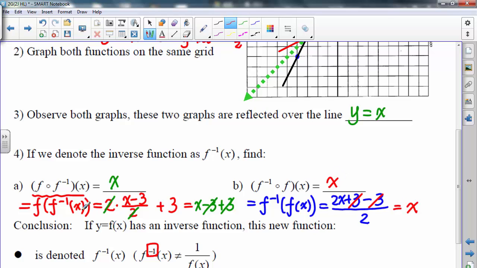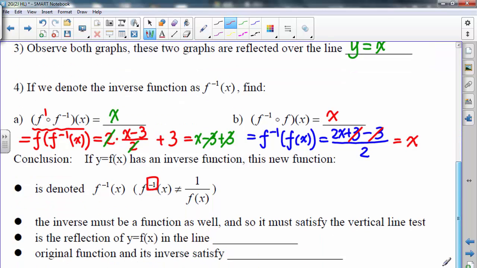So this is a very interesting conclusion for the original function and its inverse. We find this looks like f to the power of 1 times f to the power of negative 1. Using the exponent law, we add the exponents up, they cancel out, so you only have x left.